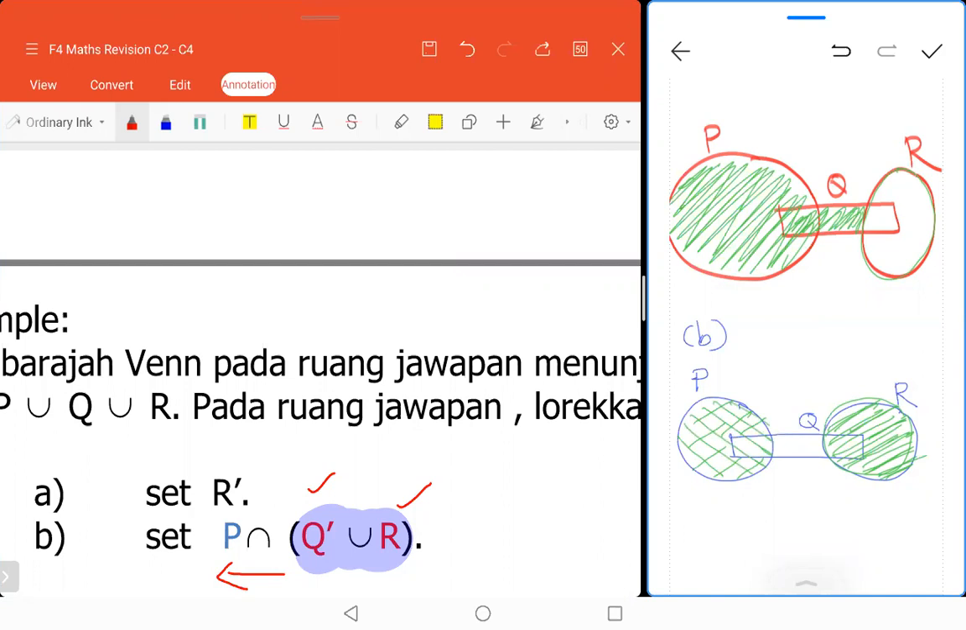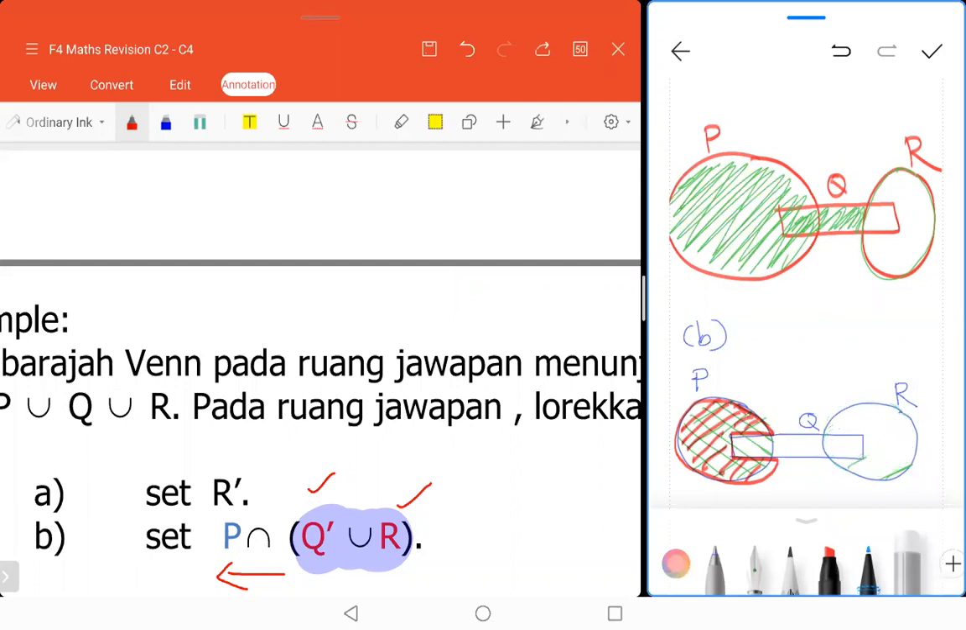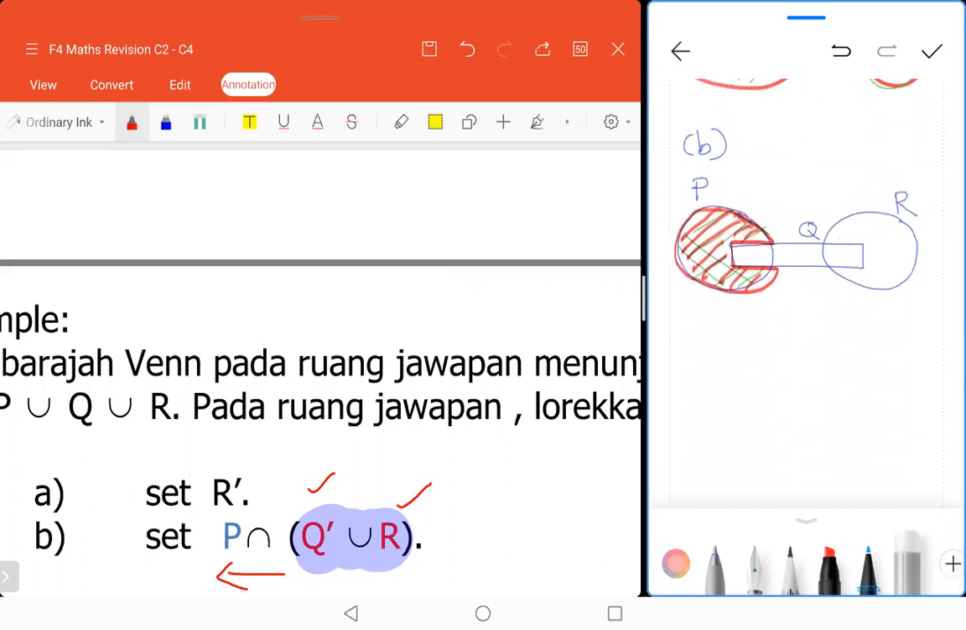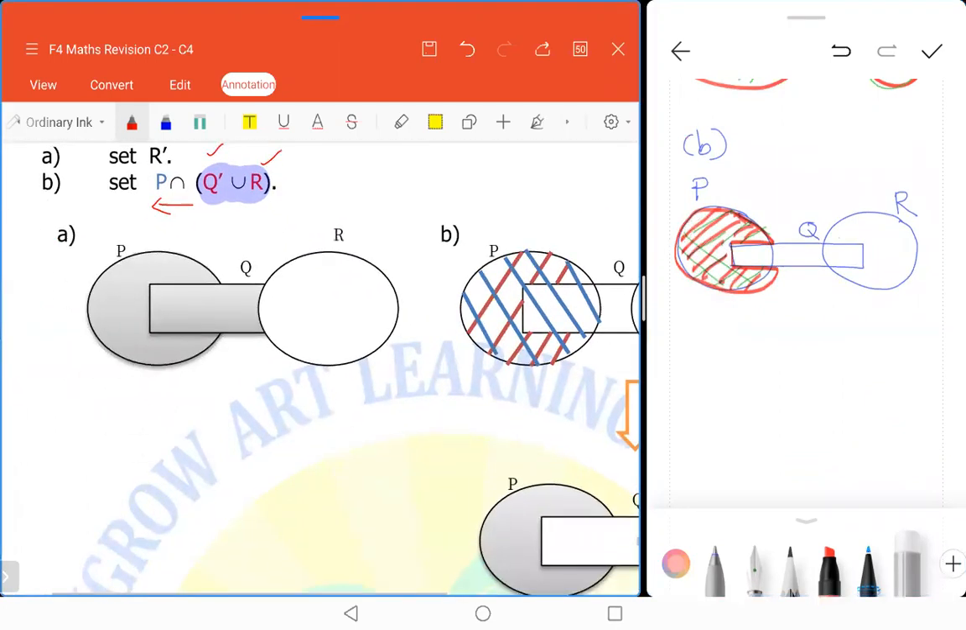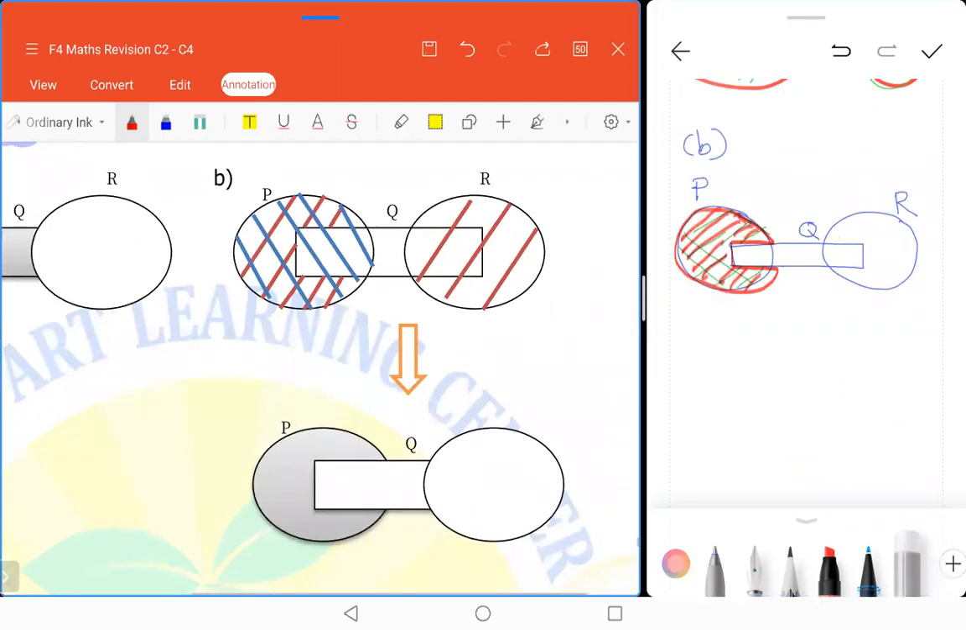Okay. So the final answer, we only want the common area or the area with two lines. So where is it? Here. The rectangle, inside the rectangle is only one line. So we must erase it. Shade here, then erase. So leave the answer like this. Okay, so this is P.